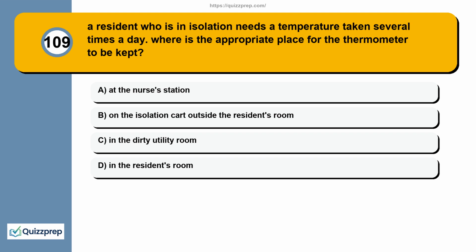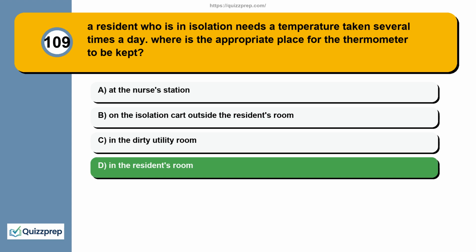Question 109. A resident who is in isolation needs a temperature taken several times a day. Where is the appropriate place for the thermometer to be kept? Option A, at the nurse's station. Option B, on the isolation card outside the resident's room. Option C, in the dirty utility room. Option D, in the resident's room. The correct answer is option D, in the resident's room.